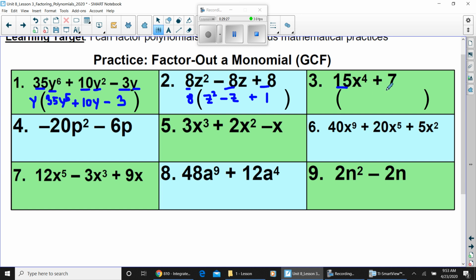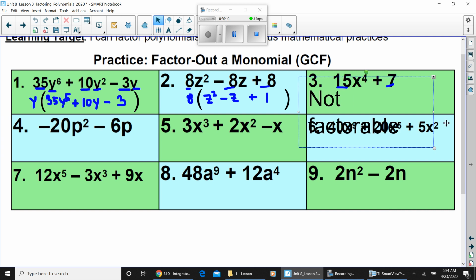So number 3, I'm going to underline the numbers first. Is there a number that goes into both 7 and 15? No. There's no greatest common factor. Do both of the numbers have x? No. So what is going to happen with this is nothing. This is not factorable.